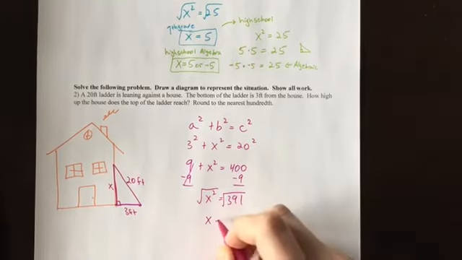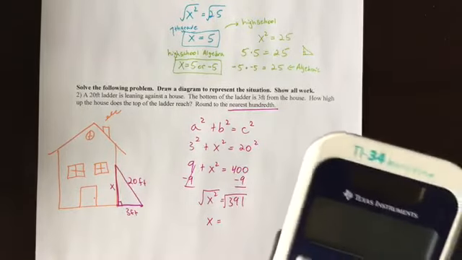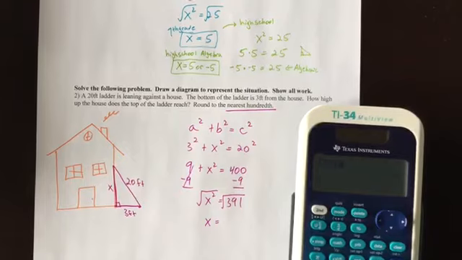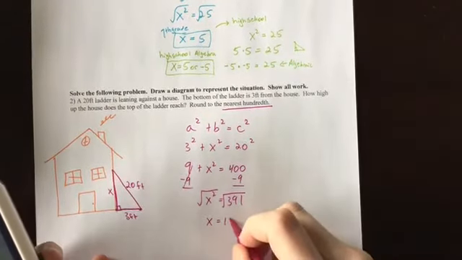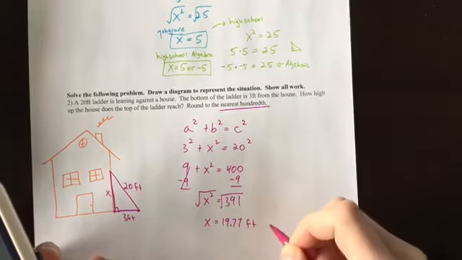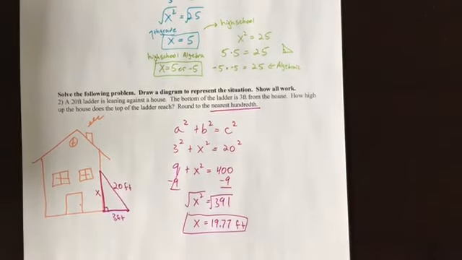So we get X is equal to, our directions are round to the nearest hundredth. That tells me take my calculator and actually find out the square root. Square root of 391 rounded to the nearest hundredth is going to be 19.77 feet. It is 19.77 feet up on the house.